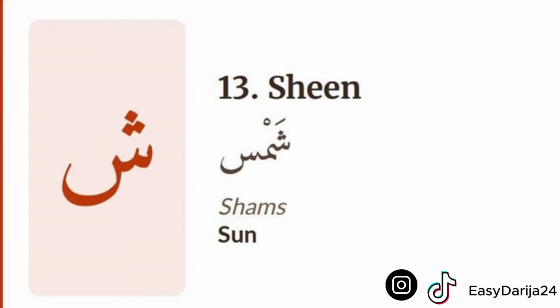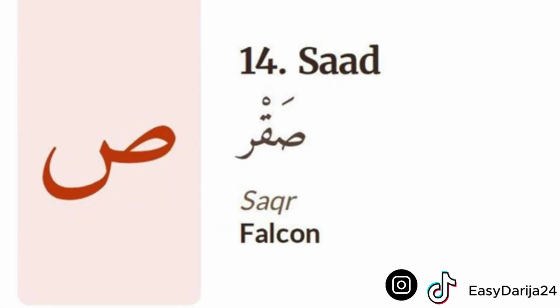Sheen, like in the word ship. For example, we say شمس, which means the sun. Then Sad. It's like S but kind of strong.